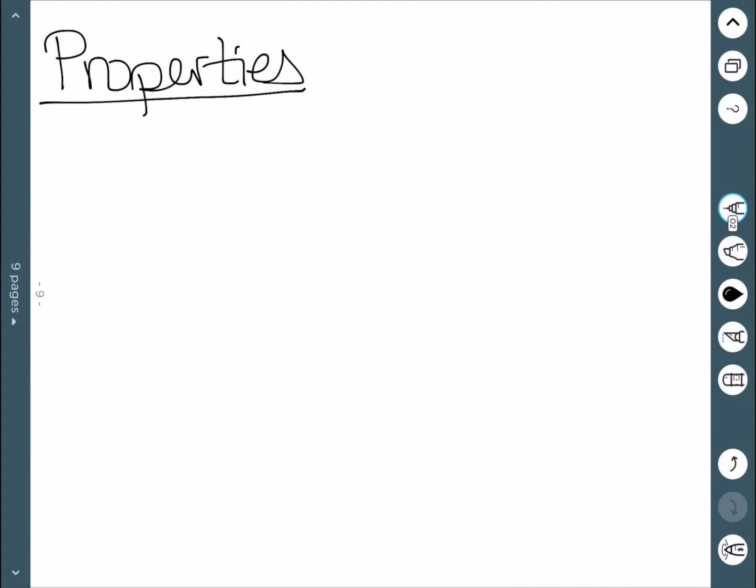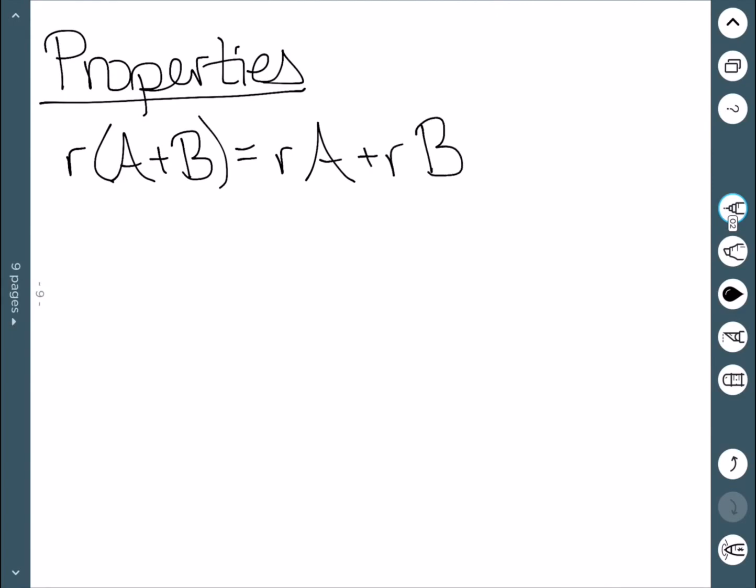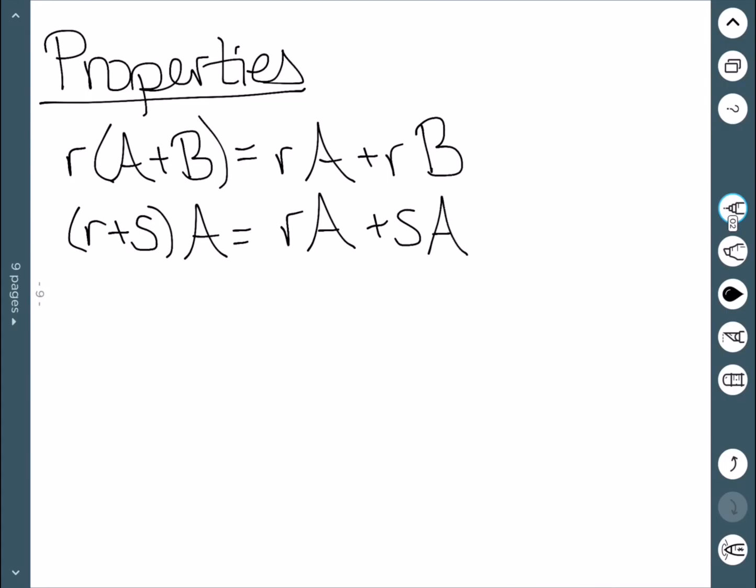Finally, we'll give a few properties of this scalar multiplication. First, if I am multiplying a sum by a scalar, I can distribute that. I can either add the matrices first and then multiply by r, or multiply by r and then add. In addition, if I'm adding scalars and then multiplying, I can also distribute that and multiply my matrix by each scalar and then add. And then finally, if I'm multiplying by more than one scalar, we can do this multiplication in any order.